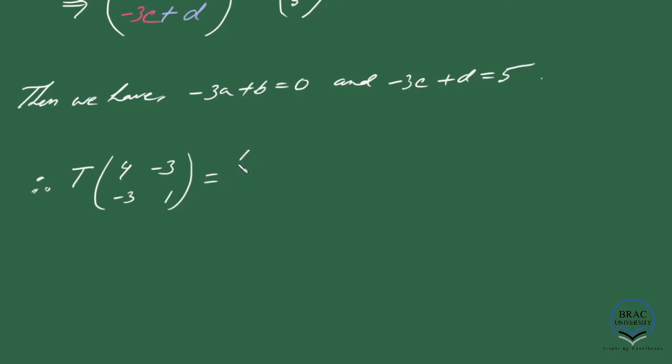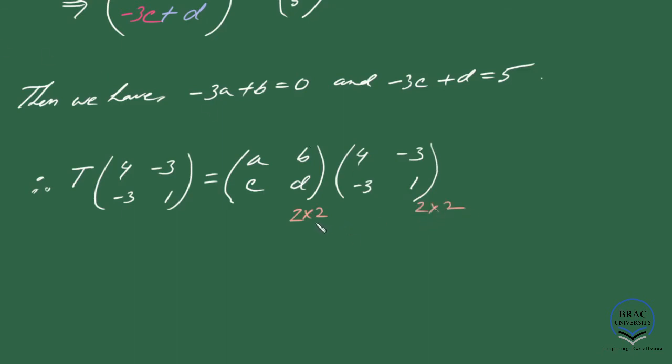But what is T? Remember, we assumed T to be equal to A, B, C, D. And this matrix, we can write this over here with entries 4, negative 3, and 1. Now this looks like a matrix getting multiplied with another matrix. Now let's check their order. This is a 2 by 2 matrix. This is also a 2 by 2 matrix. And these two numbers, they totally match, which means we can perform the multiplication operation.